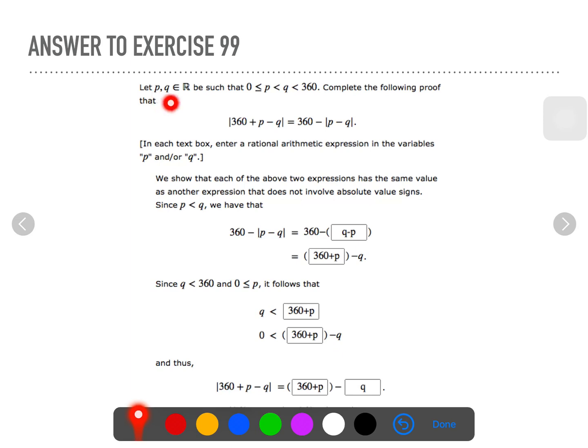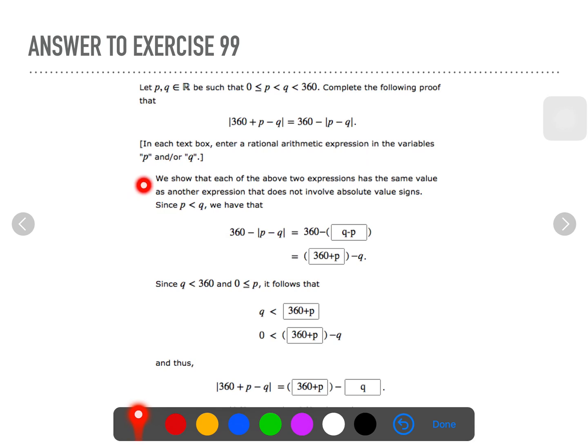We're going to let P and Q be elements of the real numbers such that P is greater than or equal to 0, Q is greater than P, and both of those are less than 360. We're going to complete the proof that this absolute value, 360 plus P minus Q, is equal to 360 minus the absolute value of P minus Q. So in each text box, you enter a rational arithmetic expression in the variables P and Q. So let's see what happens.